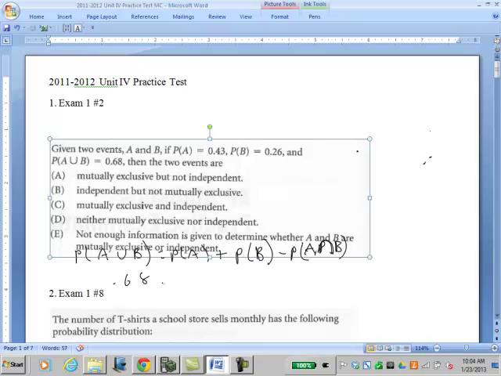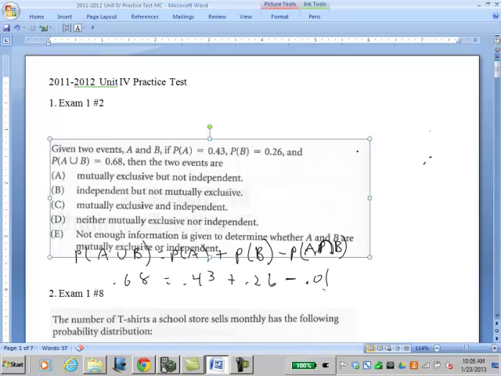Okay? Probability of A is 0.43, and the probability of B is 0.26. So these two numbers added together is 0.69. So the probability of A and B must be 0.01. You guys follow that? Okay. So we have an overlap of 0.01 between A and B. So they are not mutually exclusive. They have an overlap. Okay?